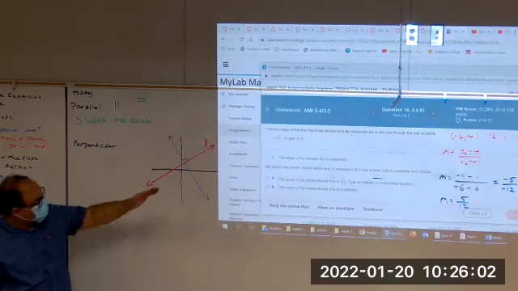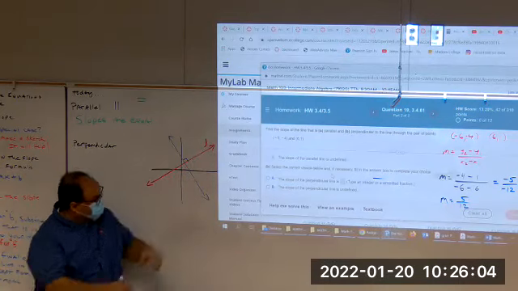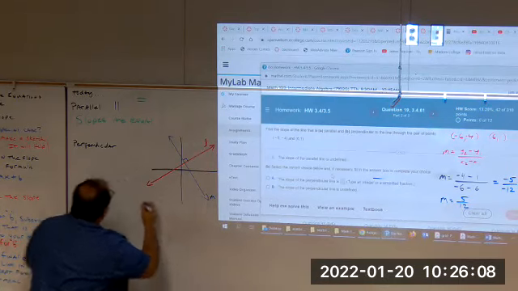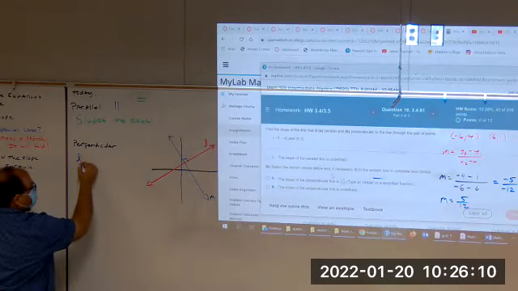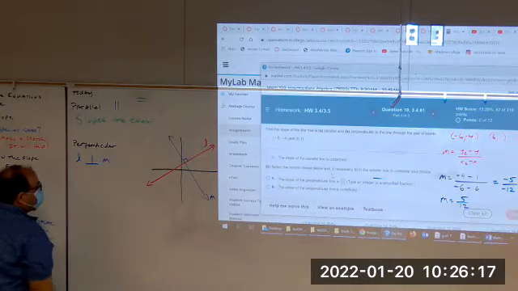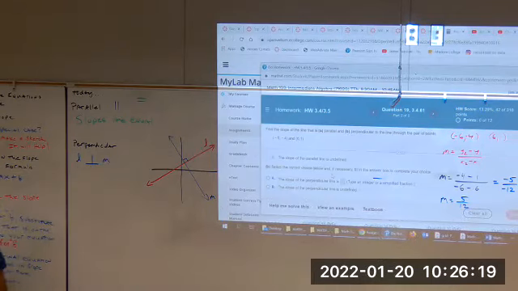We went over this. We would say line L, this is a symbol for perpendicular. Line L is perpendicular to line M. That little upside down T that looks like a perpendicular set of lines, that's the symbol for perpendicular. Okay.